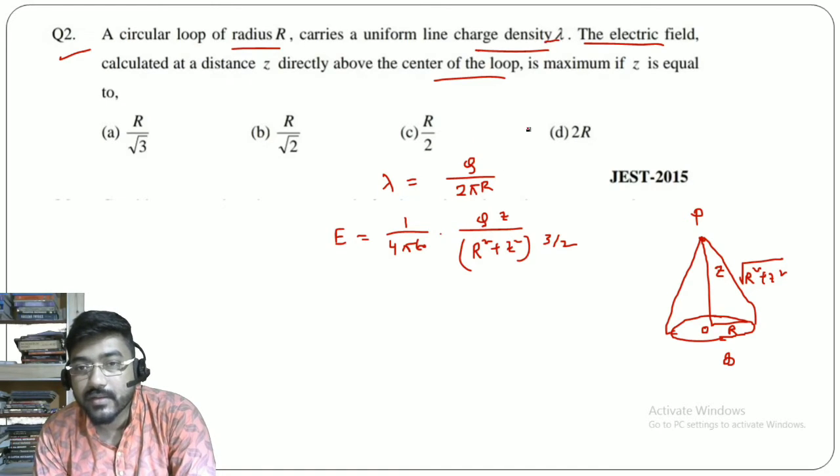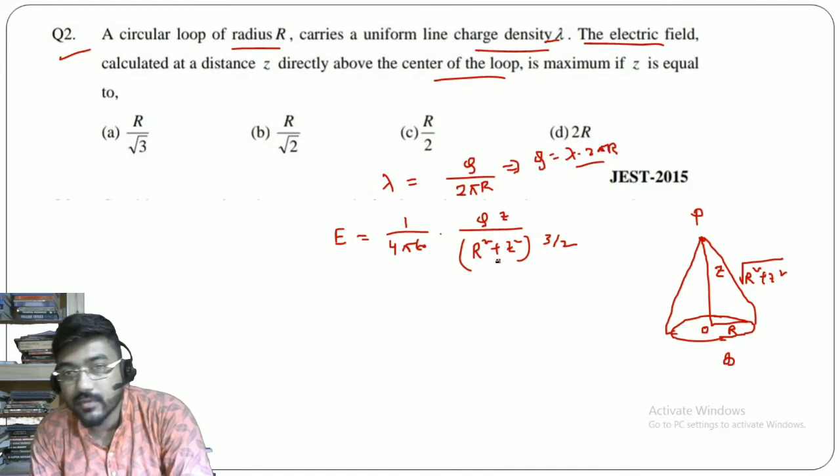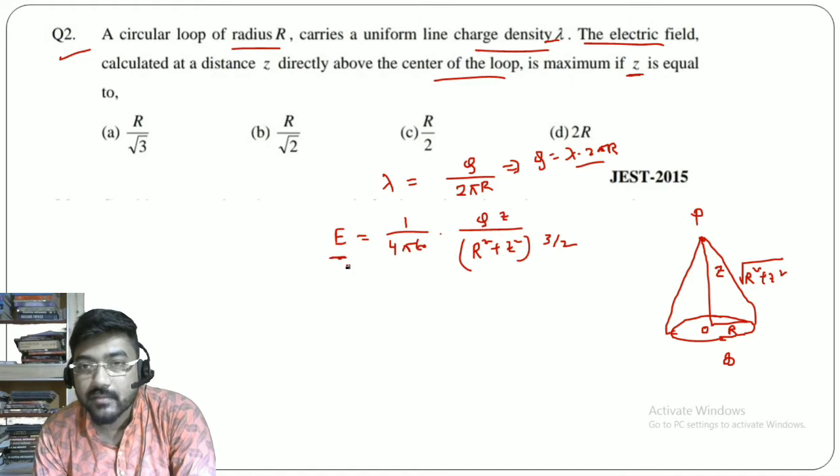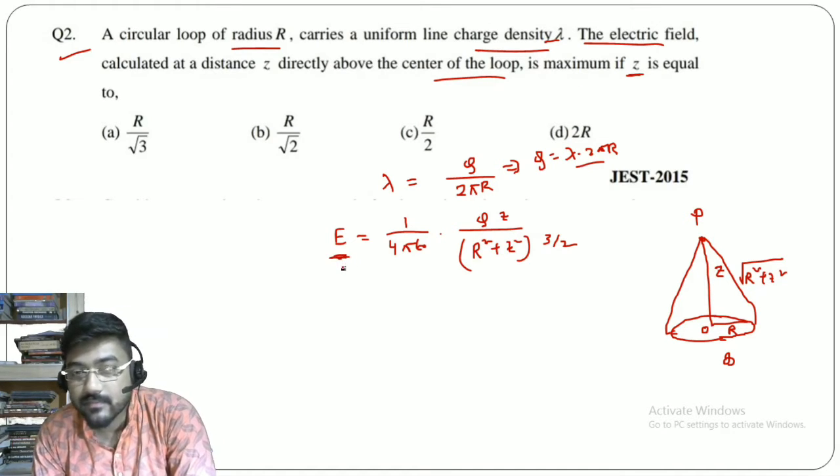In the question, lambda is given, so you can replace this q with lambda into 2 pi. But no need to do this, because we have to find out here the z. What is the value of z at which the electric field is maximum? The electric field is maximum.